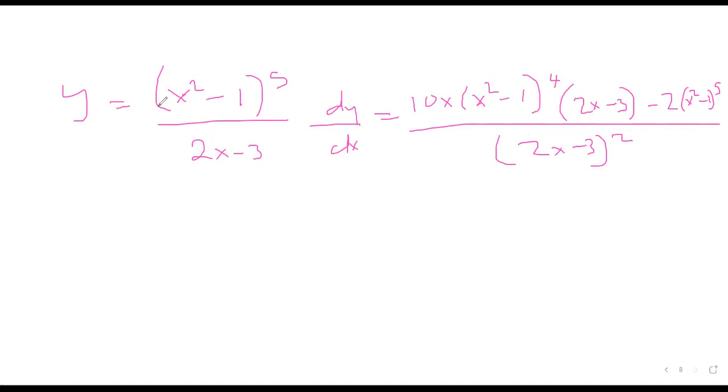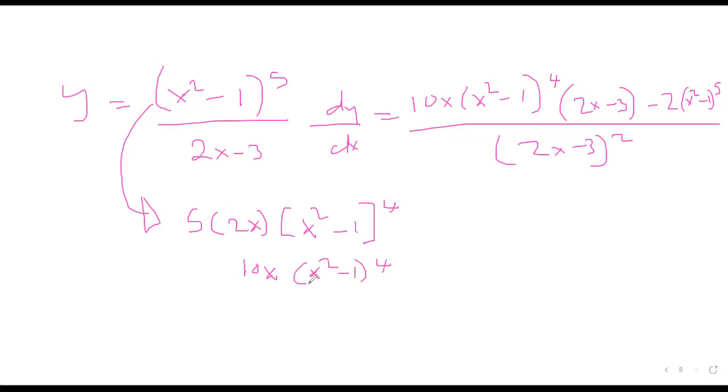I repeat, this part here, I was just using the rule. We drop the 5, then differentiate x squared, which gives 2x. And write what is inside there, x squared minus 1. Subtract 1 from the power, there we have a 4. So 2 times that one, what do we get? 10x. Then here we have x squared minus 1 to the power 4. So this is what we have here. You get it? That is just on differentiating.